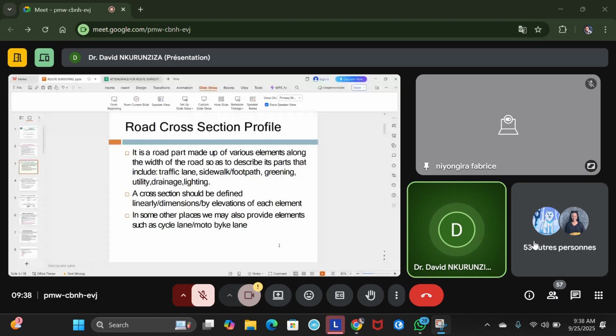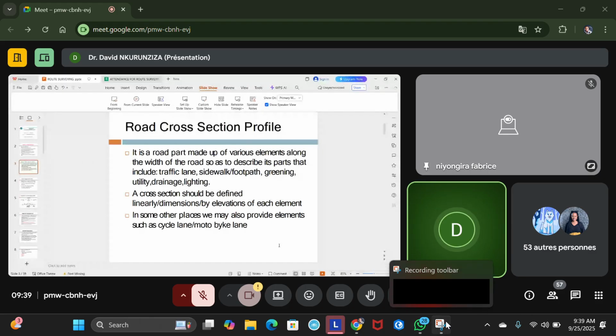You know, when you have a road, there is the width of the road. So those elements of the cross-section profile are there to describe its parts, and they include, like, a traffic lane, sidewalk, greening, utility, drainage, lighting. These are the common cross-section profile elements that we used to see even here in Rwanda, in Kigali.